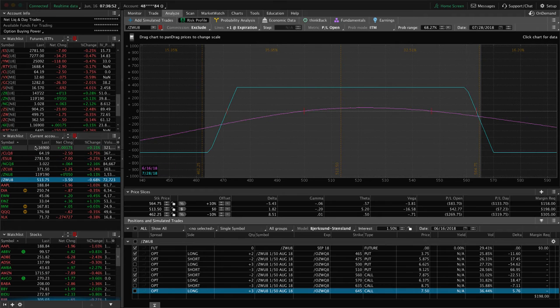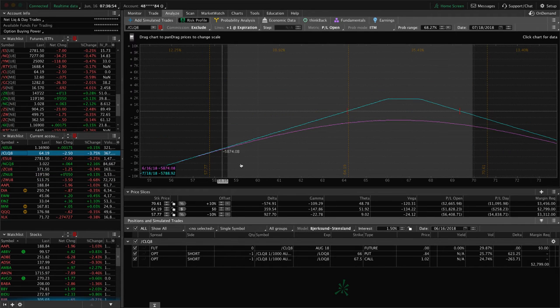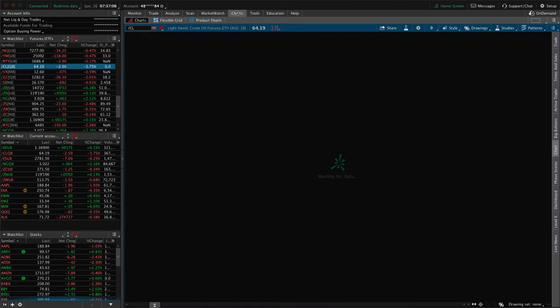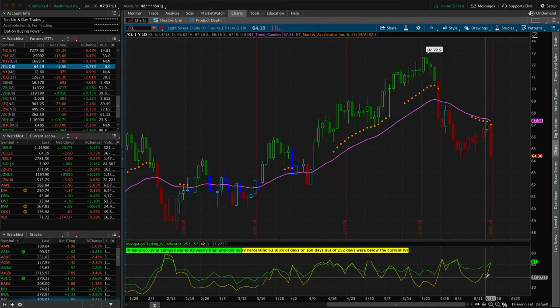So let's go over some of the other symbols. Oil, big move down on Friday, down over about 3.75%. We've got this adjusted strangle on here. If we take a look at the implied volatility for oil, if we go to the charts, what you'll see is we got that spike back up on Friday with this big down move.